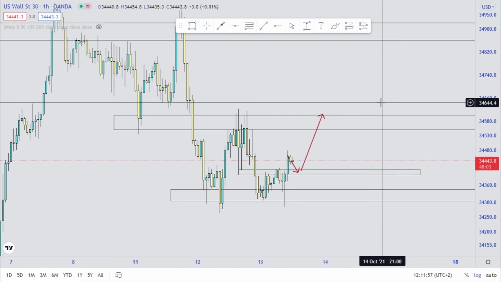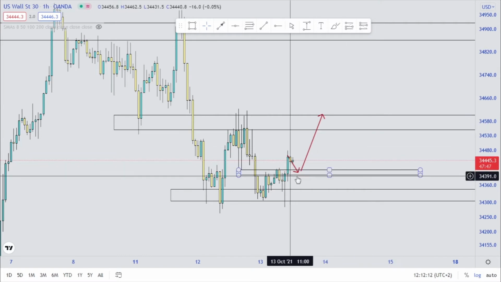Price most likely will continue to the upside with all the confluence from my daily time frame, my 4-hour time frame and my 1-hour time frame. And you guys can easily get a quick scalp on the 8 to 15-minute time frame once you see a bullish engulfing candle as well on this region right here.